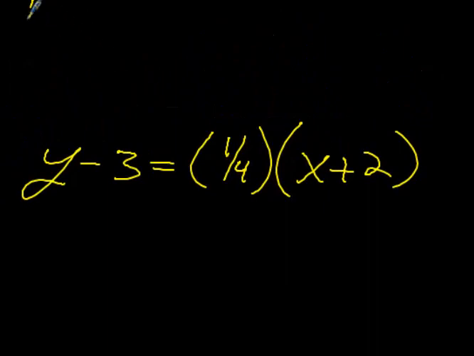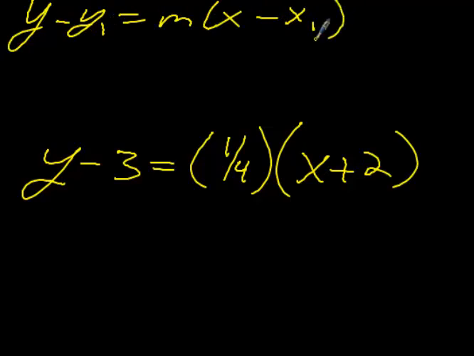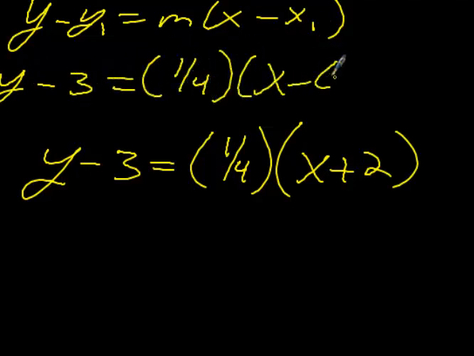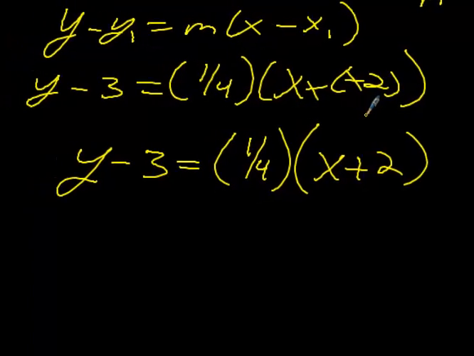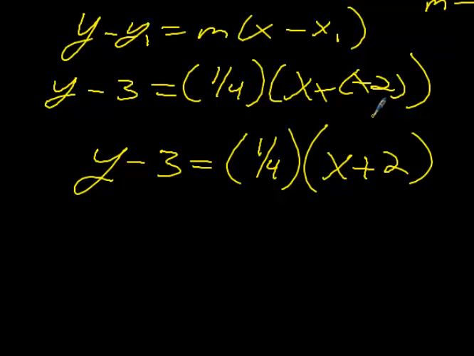So again, we're just using this formula, right? And I'm just straight up substituting my stuff. Y minus 3 equals 1/4 times x minus a negative 2, right? Double negatives go positive. That's how I got there. Okay, so now what's my next step? I'm trying to get y by itself, but before I can do that, I have to distribute to get rid of parentheses, right?